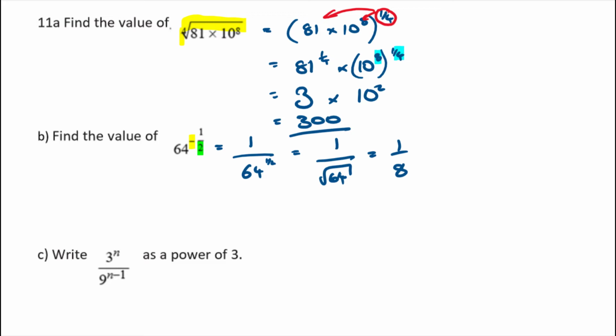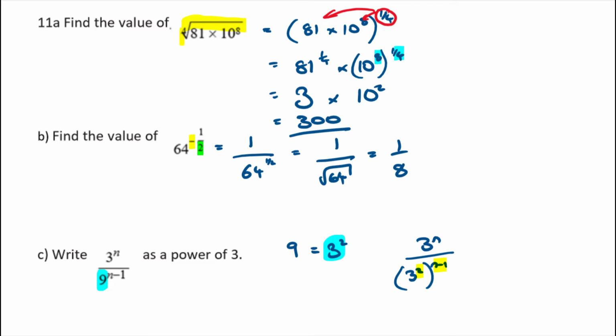Finally, part C, write 3 to the power n over 9 to the power of n minus 1 as a power of 3. Well, first off, I know that 9 is 3 squared, isn't it? So that means I can replace this 9 with 3 squared. Okay? So I've got 3 to the power n divided by 3 squared to the power of n minus 1. Now, I've got an index of an index here again, isn't it? So I would multiply those two indices together to find a single index.